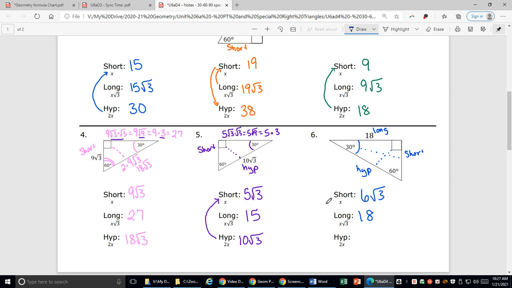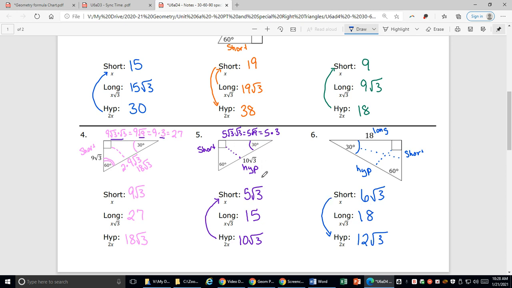Once I have my short leg, now I can go down to my hypotenuse and do 6 square root of 3 is going to become 12 square root of 3 because we're going to double it. Okay, so 9 square root of 3, 9 times 3, 2 times 9 square root of 3; 5 square root of 3, 5 times 3, 2 times 5 square root of 3; 6 square root of 3, 6 times 3, 2 times 6 square root of 3.